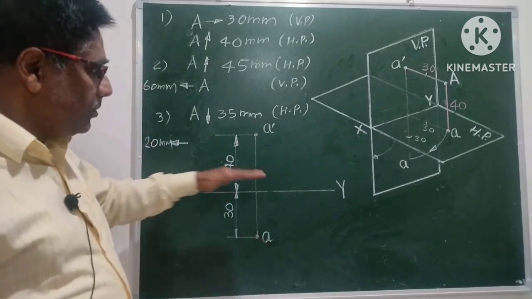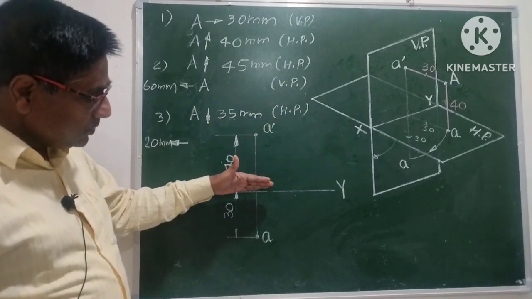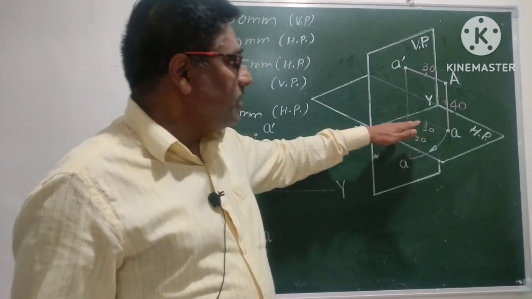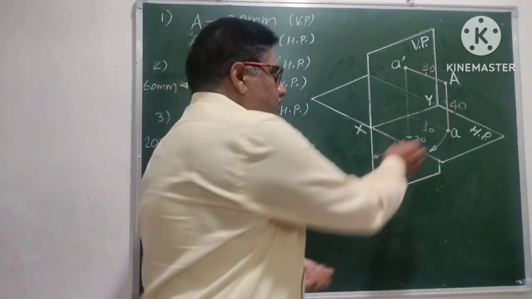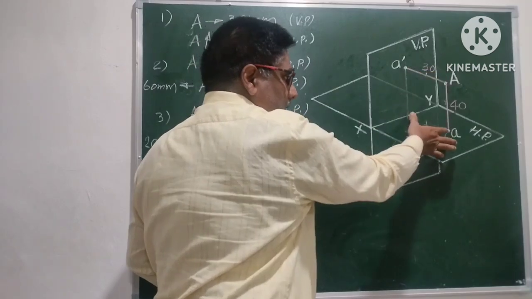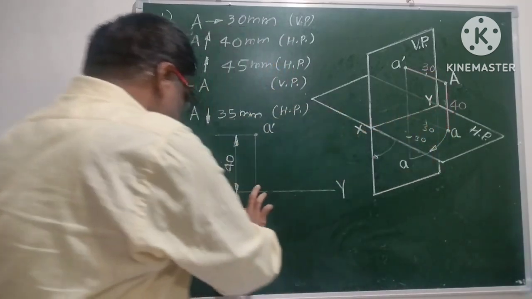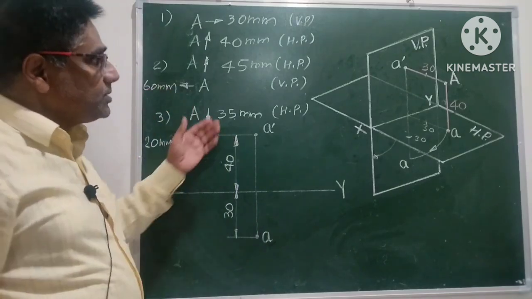Simple. The above distance is to be taken above XY and the front distance is to be taken below XY. As we have rotated this horizontal plane through 90 degree, this horizontal distance will become vertical. That's it. Now we will move to the next problem.